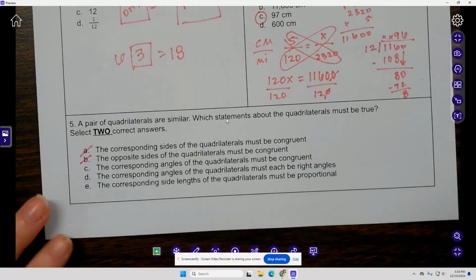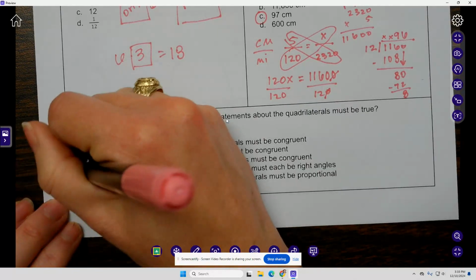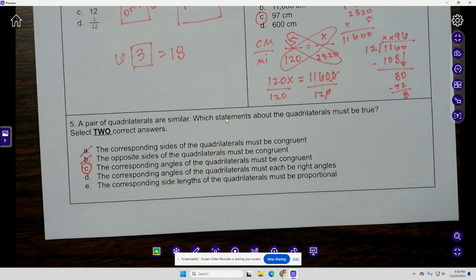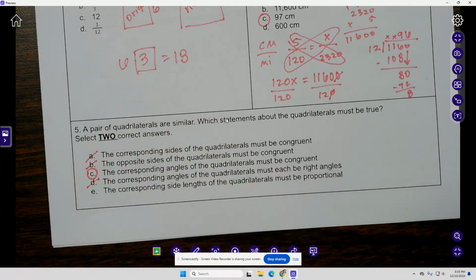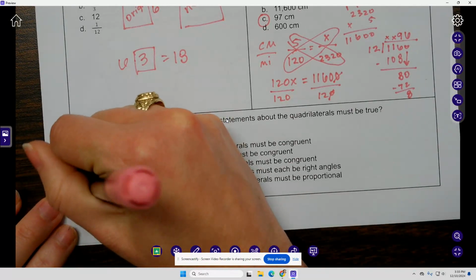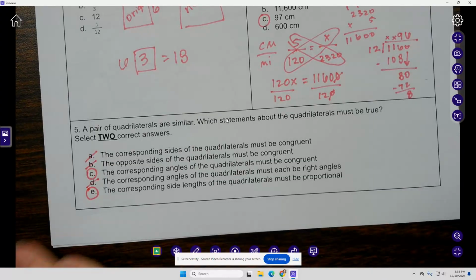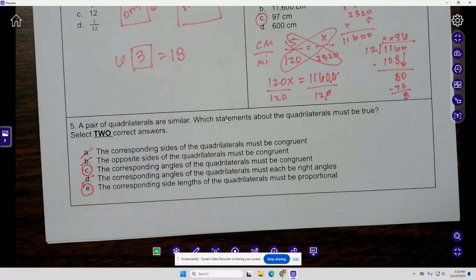C, the corresponding angles of the quadrilaterals must be congruent. That is true. D, the corresponding angles of the quadrilaterals must each be right angles. Nope. And then E, the corresponding side lengths of the quadrilaterals must be proportional. We talk about proportions all the time, okay? So they have to be proportional in order for two figures to be similar.